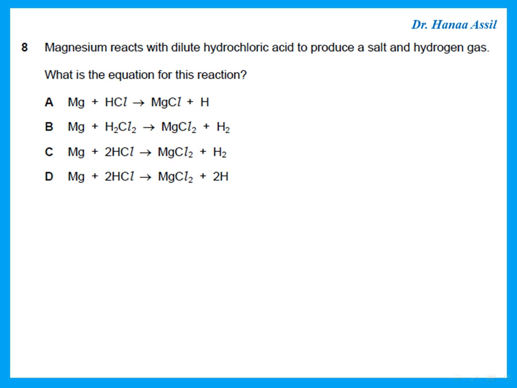So you should put 2 under the chlorine. So A is wrong. So far A and B are wrong. And then it should give magnesium chloride plus hydrogen. How do we write hydrogen when it stands alone? You should realize that hydrogen is diatomic. So if I have something plus hydrogen, I have to write it H2.